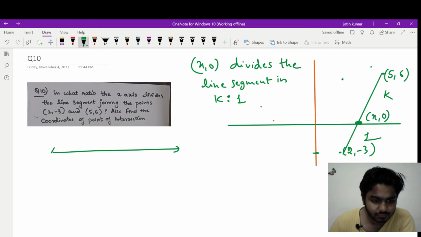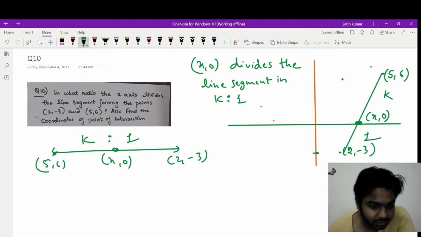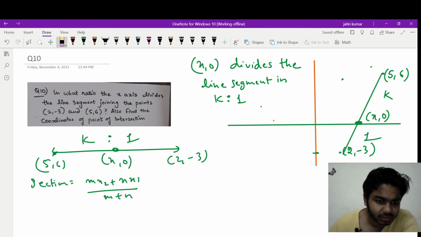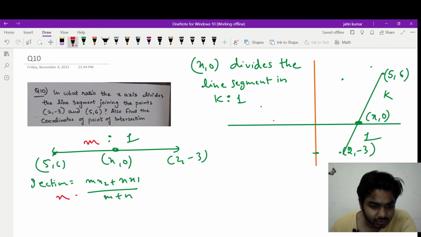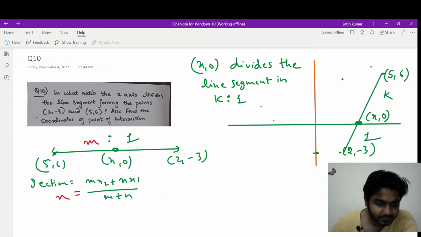I am drawing this line here. So we have here (5, 6) and here (2, -3), and this is the x-axis, so the x-axis will cut the segment in the ratio k to 1. We have assumed that. Can we find the value of k? We have the section formula. What was the section formula? (mx2 plus nx1) upon (m plus n). Let's take it as m only, so the ratio m to 1. For the y coordinate, it is (my2 plus ny1) upon (m plus n). Our work will be done with the y coordinate only, we need to find x only.